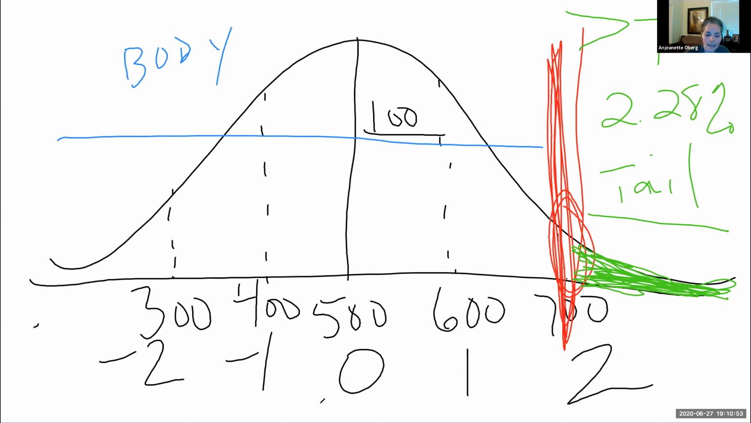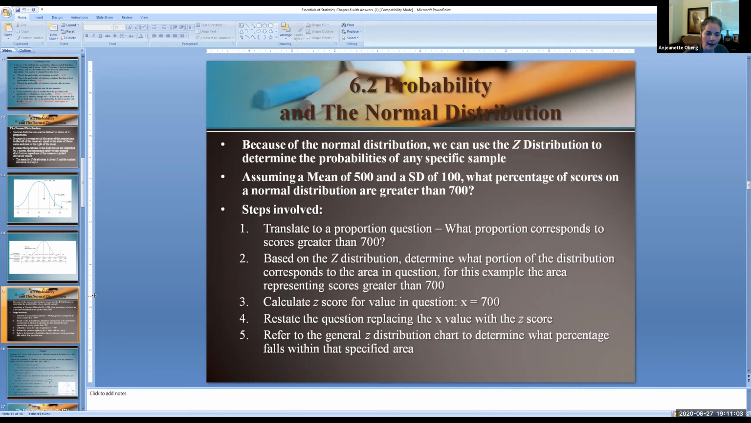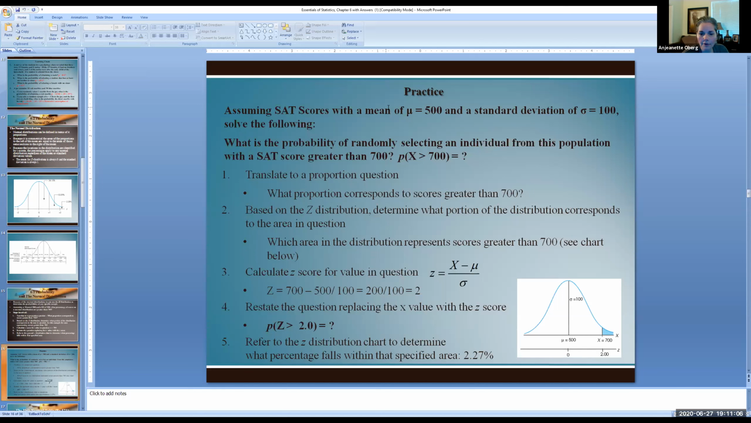Okay, so let's go back to our lecture and see if we can walk you through. So the steps involved, the first thing I'm going to do is figure out what it's asking me. It's asking me what's the probability that X is greater than 700, or X is greater than a z-score of 2. So the first thing I have to do is translate it to proportion: what proportion of scores correspond to greater than 700. I'm going to calculate a z-score for that 700, right?